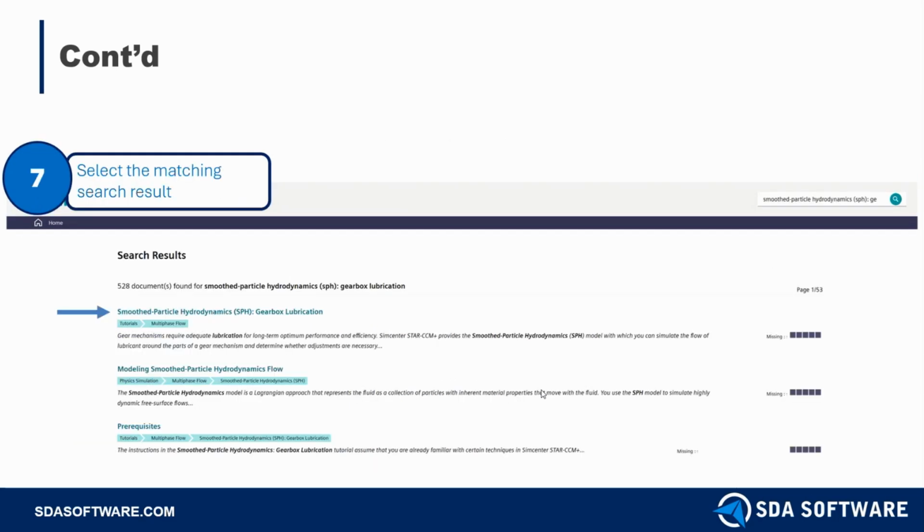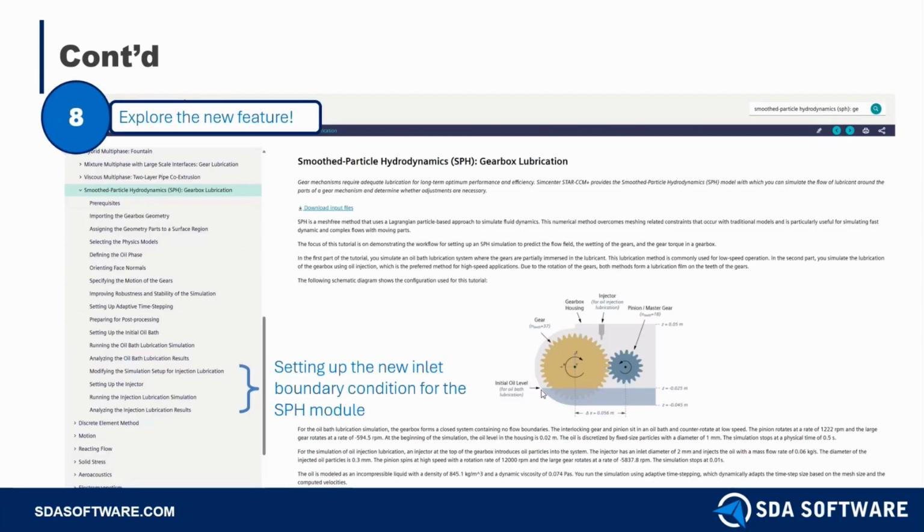And you'll see among the search results, you just have to select the one that matches the last part of the more info path, and then click on it. It'll bring you to the new modified tutorial for SPH inlet boundary conditions, and then you can start exploring how to set up the new inlet boundary conditions from the SPH module and start learning.